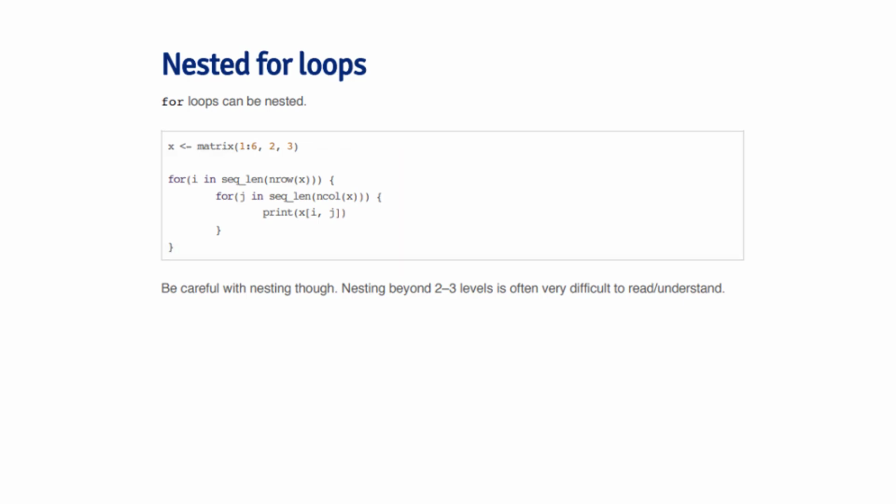One thing to be careful with is nesting for loops beyond 2 to 3 levels. While it's theoretically okay in R, it makes reading the code a little bit difficult. If you are reading code that has 3 or 4 nested for loops, it gets difficult to understand what's going on. Sometimes that's the logical thing to do, but many times there are ways to get around that, for example, by using functions.